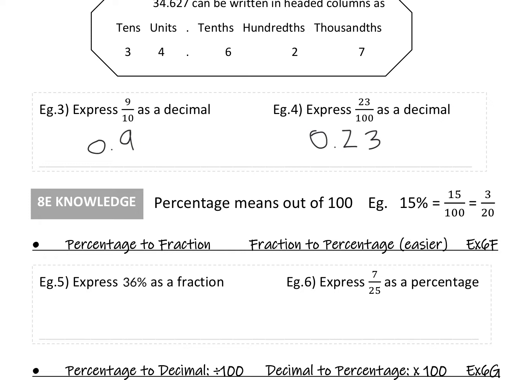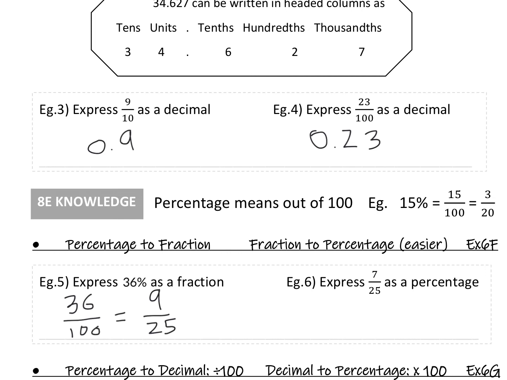Pause the video and have a go at examples 5 and 6. Example 5, express 36% as a fraction. So 36% means 36 out of 100. I can then simplify that. I can divide by 2, or I can spot a larger factor of 4. If I divide 36 by 4, I get 9. And then divide 100 by 4, and I get 25.